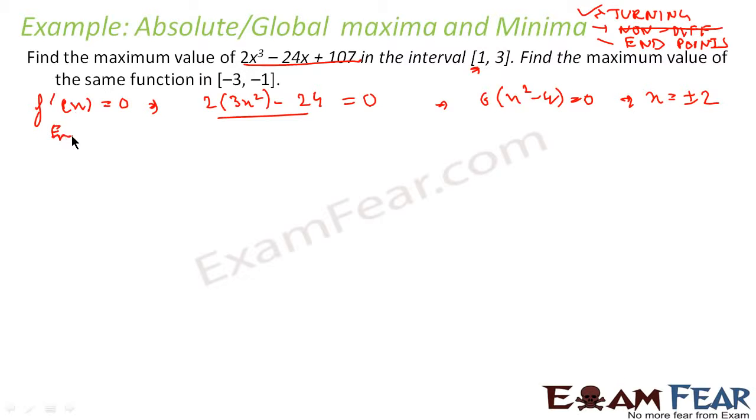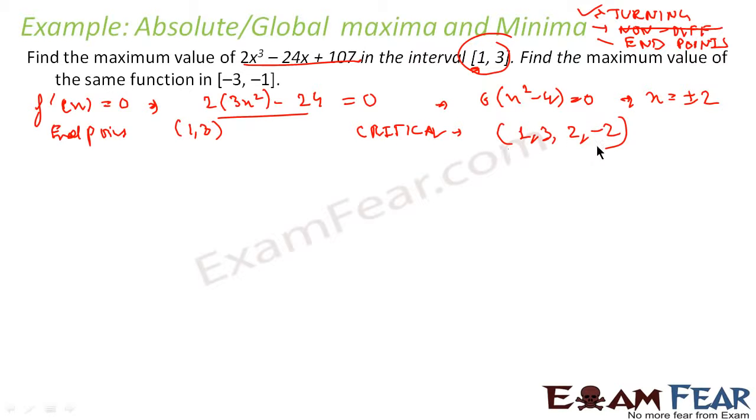Endpoints. If I assume the interval is 1 and 3, so my critical points I write here. Critical points will be 1, 3, 2 and minus 2. Correct? These are my critical points. But are these my critical points? No. We have to be little cautious here.